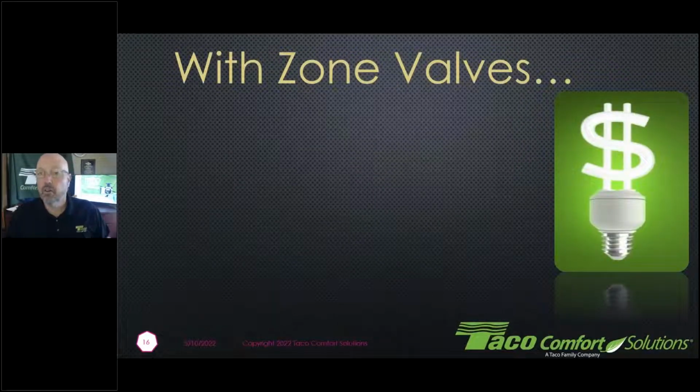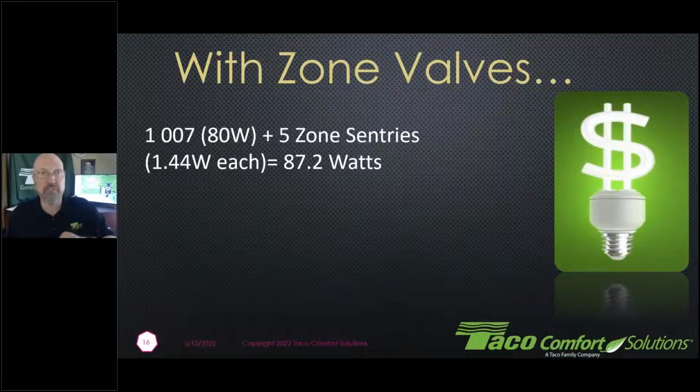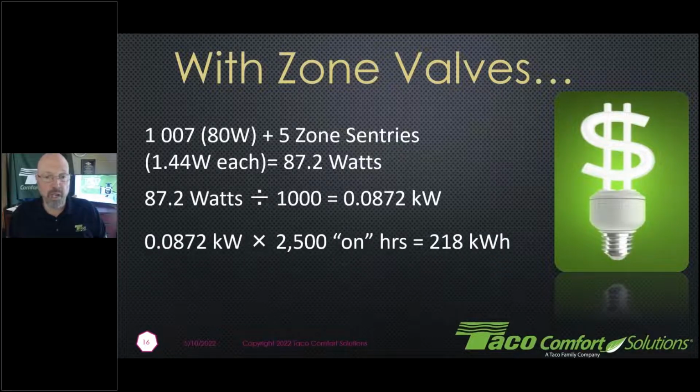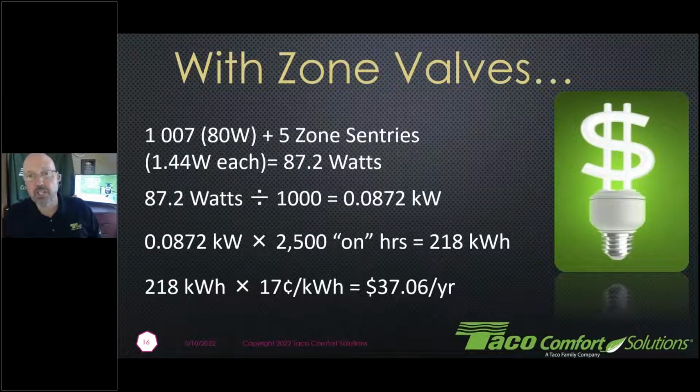We go zone valves. Go zone valves in the system. So now we do 1 007 with 5 zone valves, and the zone sentries is a very low power draw zone valve at just under 1.5 watts each, and we have a total combined load of 87.2. Do the same math as before, and we come down to $37 a winter. We saved $140. That's because we pulled out 4 pumps. We pulled 4 circulators out there and we put zone valves in instead. It's a very viable option.